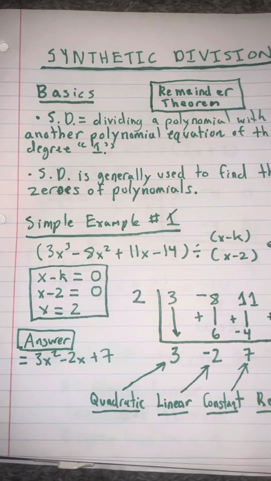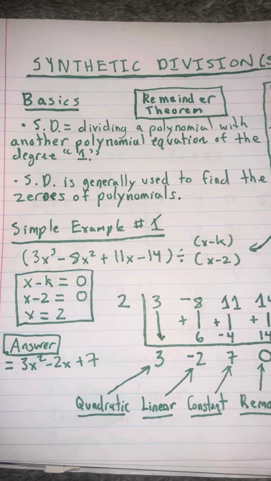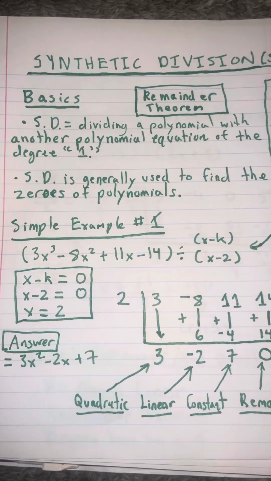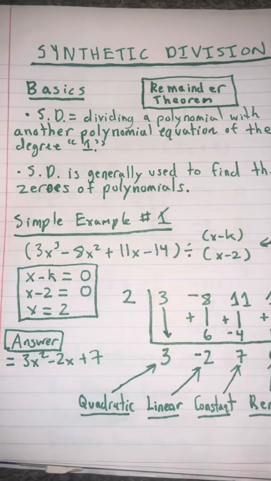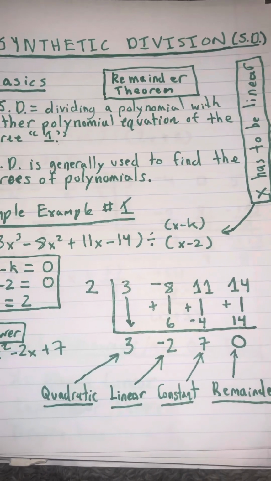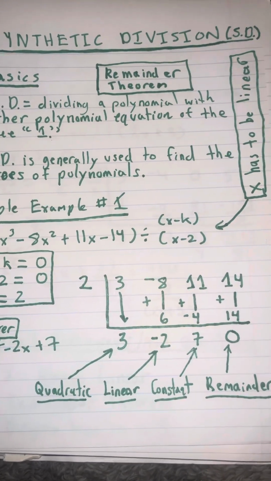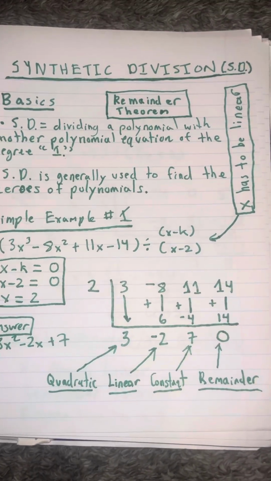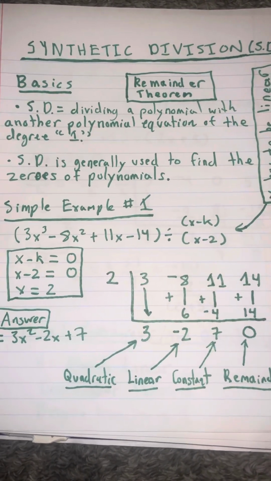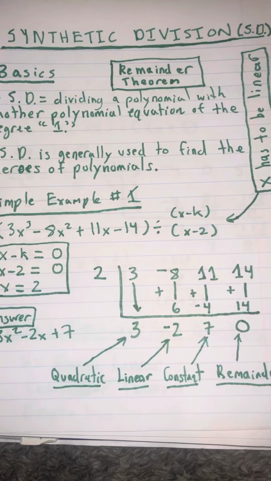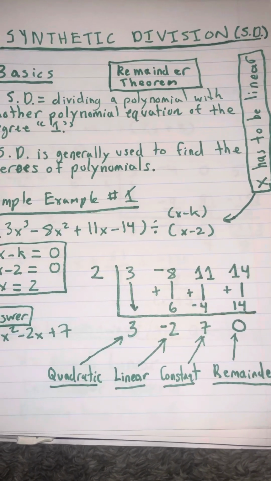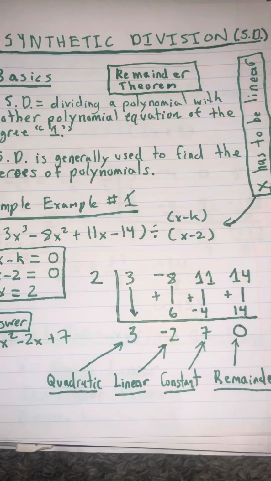First off, we have x minus k, and we're going to equal that to 0. And then we have x minus 2, which is also equal to 0, which leaves us with x equals 2. So we're going to go over here, and I drew a sort of L-shaped line here that's going to help us complete this equation, and we're going to use it as a sort of table. So we're going to take the 2 from x equals 2, and we're going to place it on the outside. And then we're going to take all these numbers in the equation, 3, minus 8, 11, and 14, and line them up.